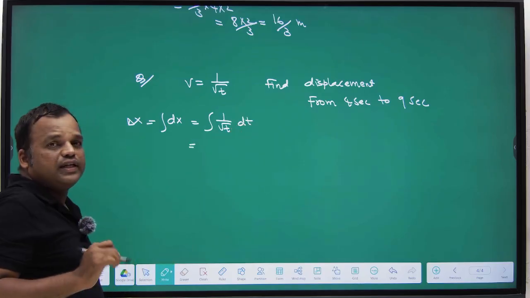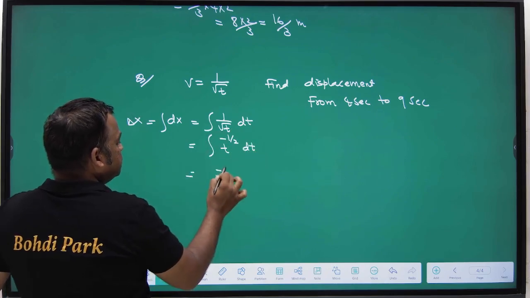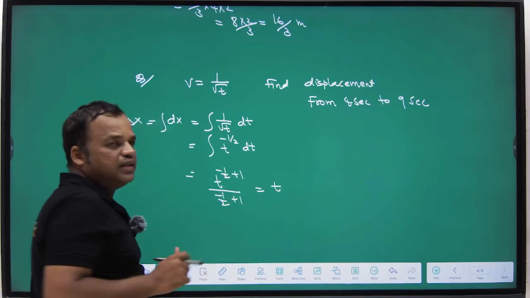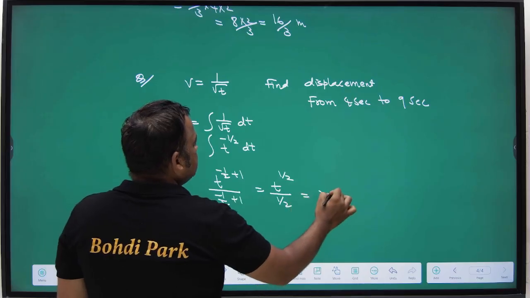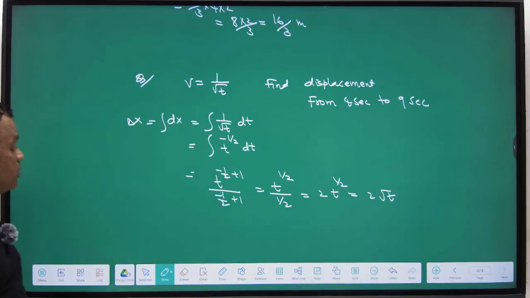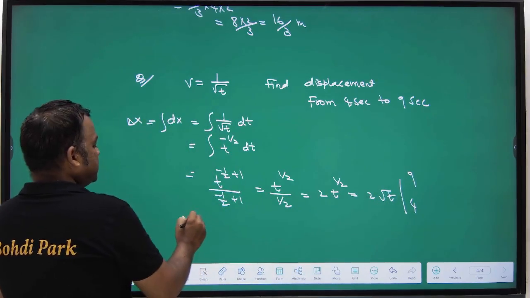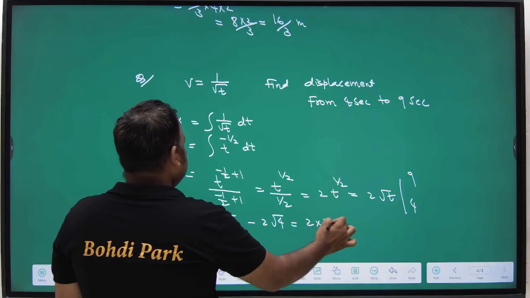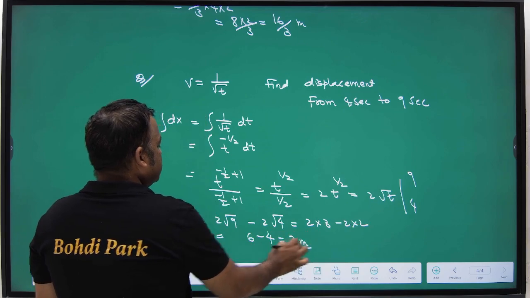So 1 by root t can be written as t raised to minus 1 by 2. So that is t raised to minus 1 by 2 plus 1, divided by minus 1 by 2 plus 1. So this will become t raised to 1 by 2 divided by 1 by 2. So this is 2 t raised to 1 by 2, or 2 square root of t. Now we will substitute the limits, which is 4 to 9. So we have delta x is equal to 2 square root of 9 minus 2 square root of 4. So 2 into 3 minus 2 into 2. So that is 6 minus 4. So answer is 2 meter.